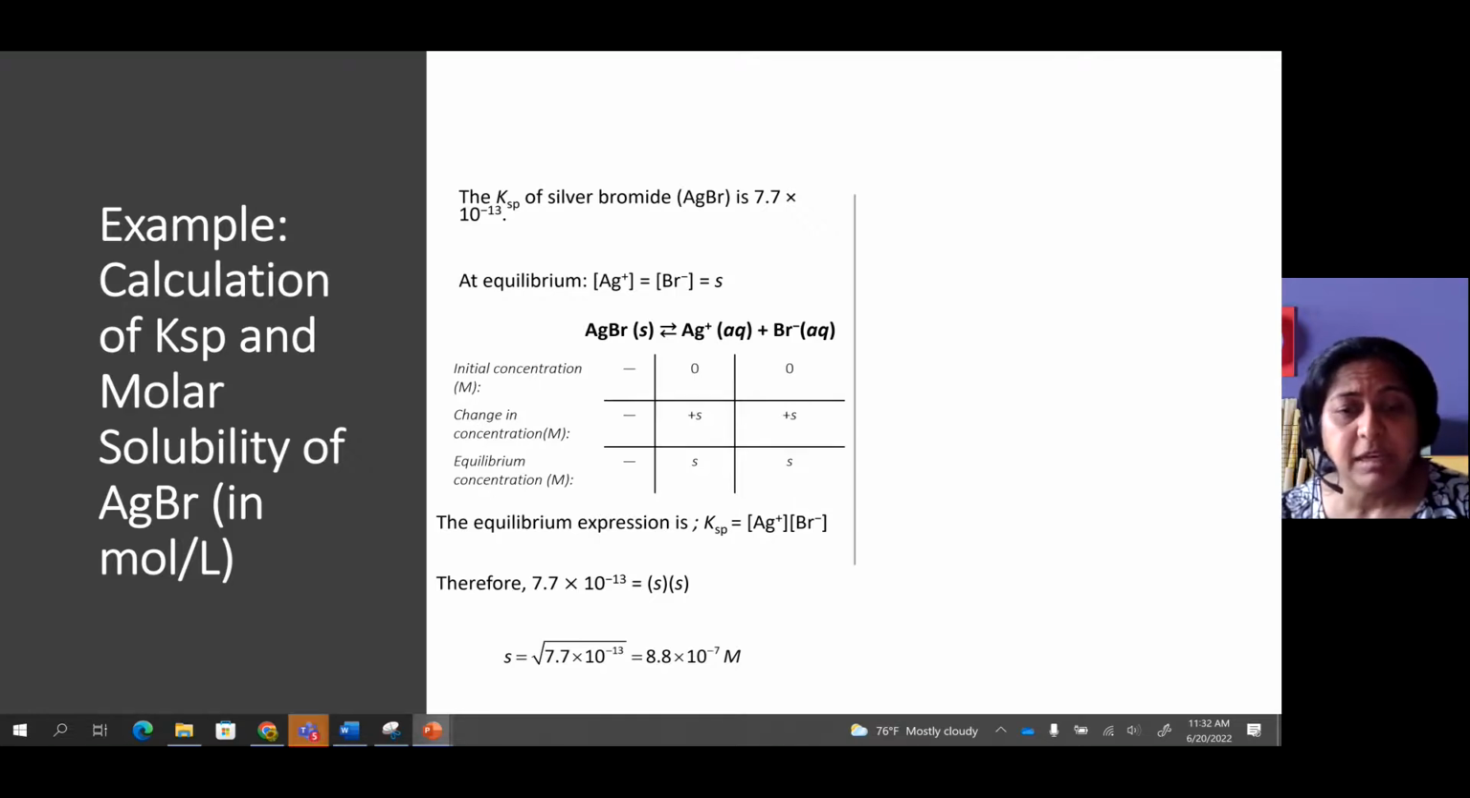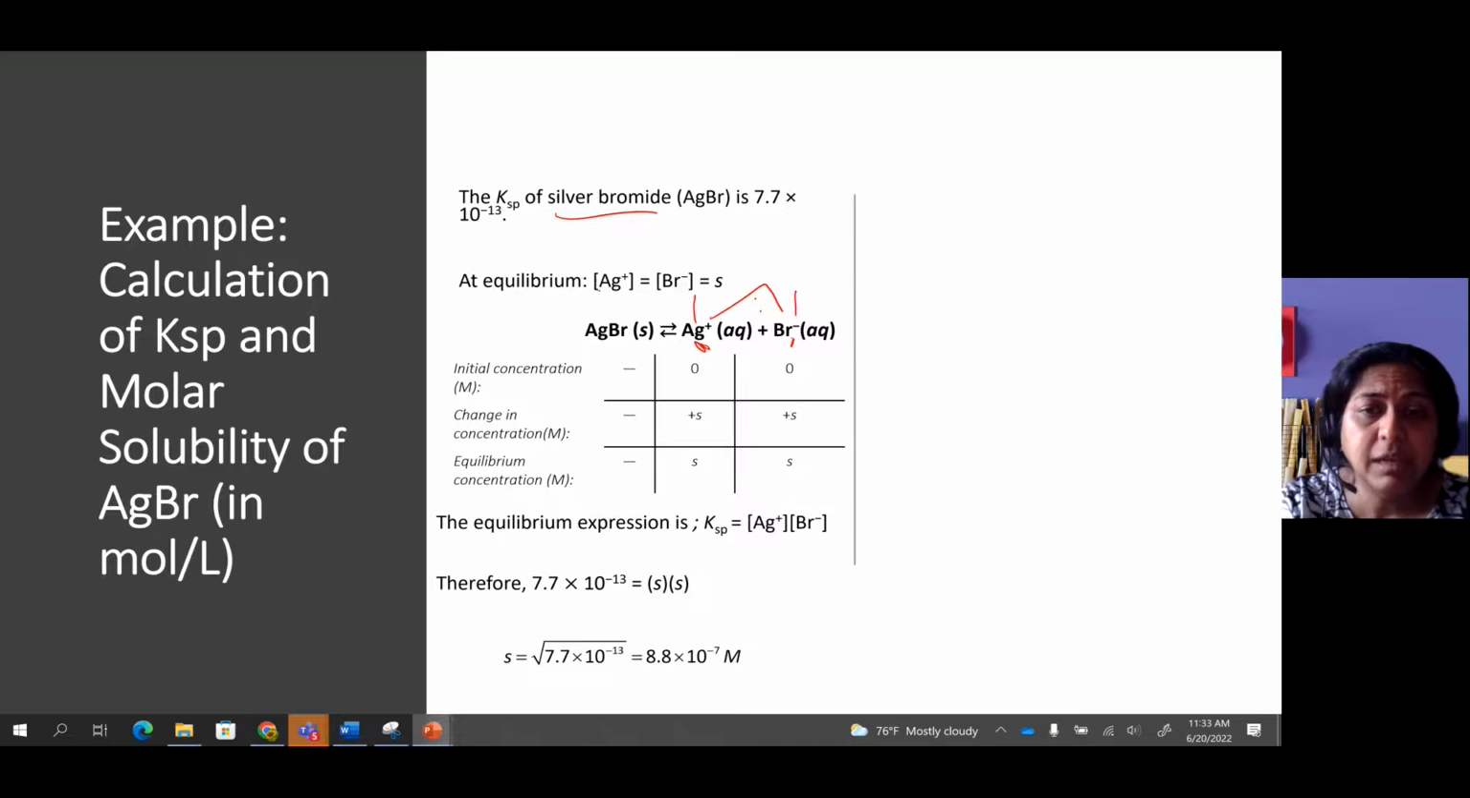Calculation of Ksp, and calculation of the molar solubility and solubility for silver bromide. We are given the Ksp for silver bromide, which is equal to 7.7 times 10 to the negative 13. Now we need to find the molar solubility and solubility. So we write the balanced chemical equation for the dissociation of silver bromide in water into silver ions and bromide ions. When we balance it, it is a 1 to 1 ratio.